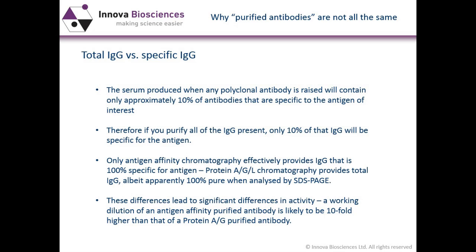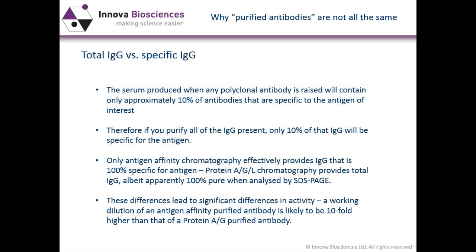If you take a step to purify all of that IgG, therefore only 10% of the IgG that you get will be specific for the antigen of interest. The only way that you can get IgG that is nearly 100% specific is to use antigen affinity chromatography. If you use affinity chromatography using protein A or protein G, that actually only gives you total IgG. It looks 100% pure if you analyze it on SDS-PAGE, but remember that only 10% of those IgG molecules at best will be specific for your antigen.